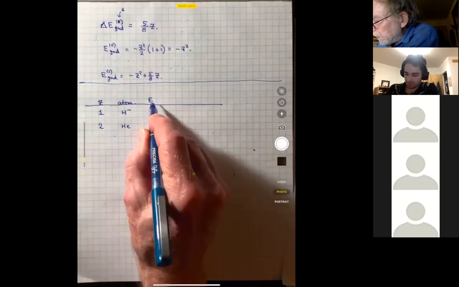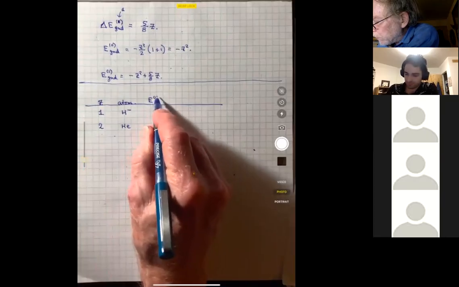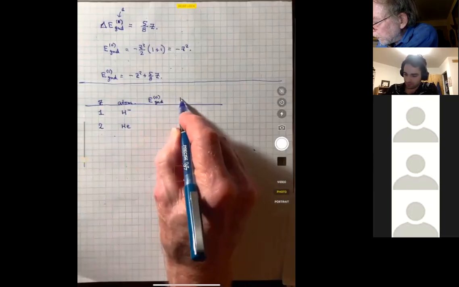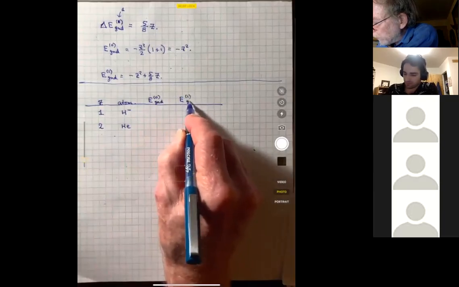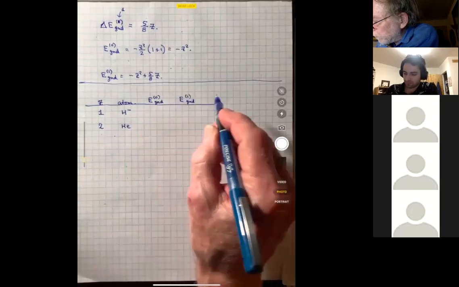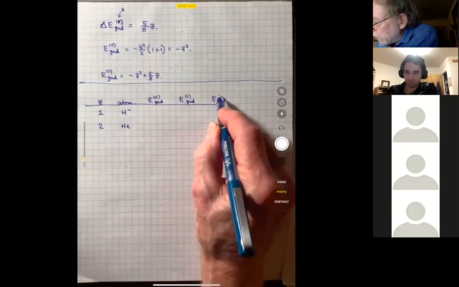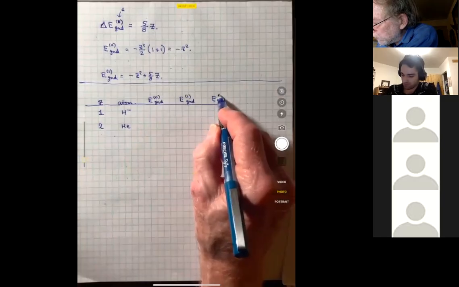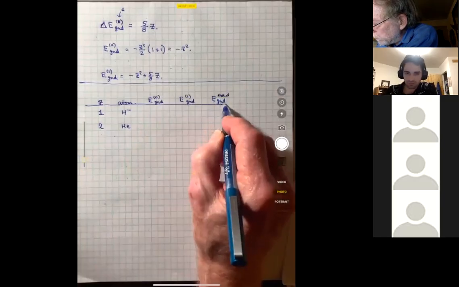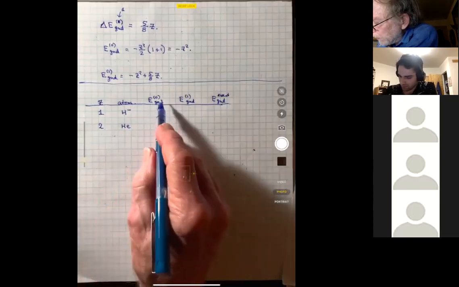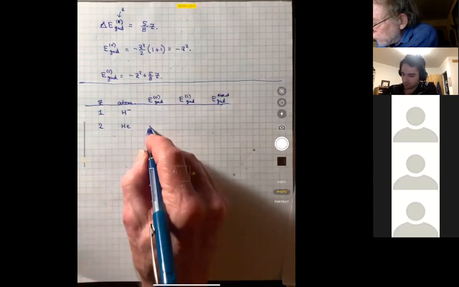Let's put in E0 ground, meaning in the unperturbed system. And let's put in E1 ground, which is what we get when we include the first order perturbation theory. And then since we have experimental results, let's put in the exact ground state energy. Compare these. Let's do it for helium first. So for helium first, the E0 ground was -4.